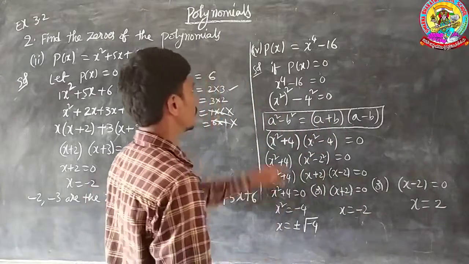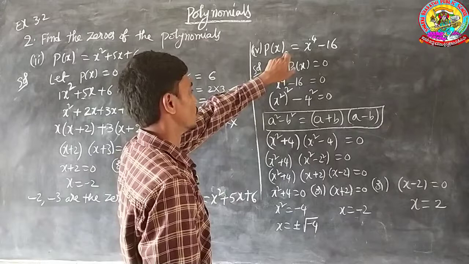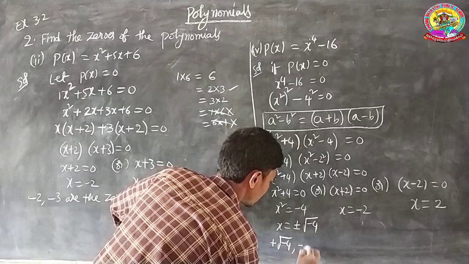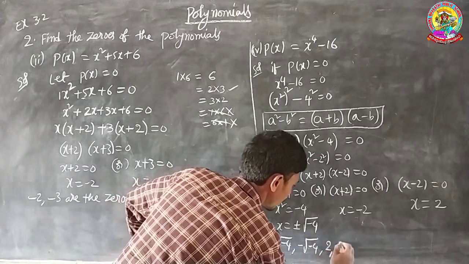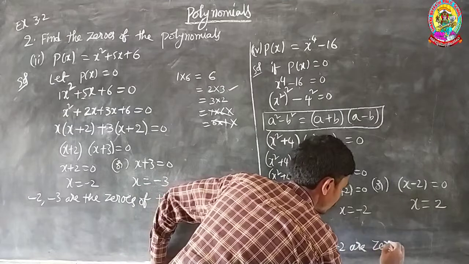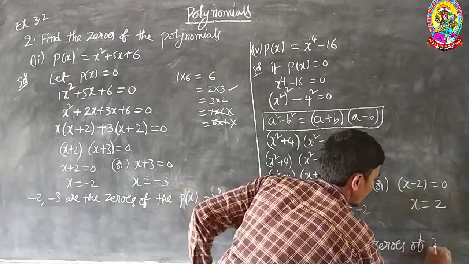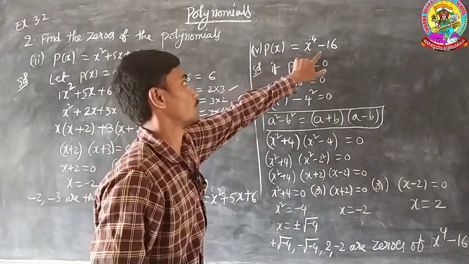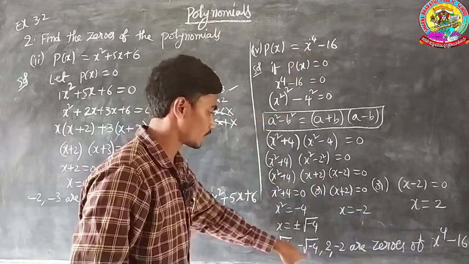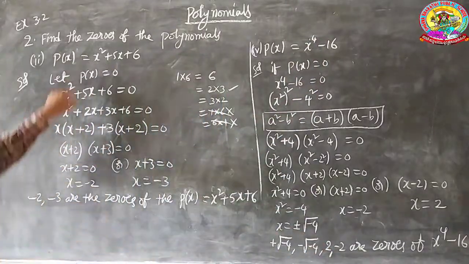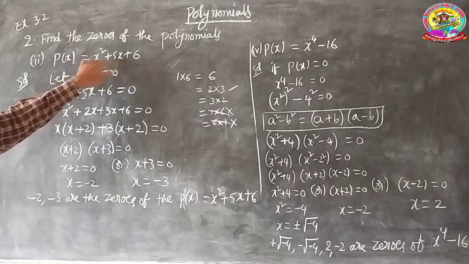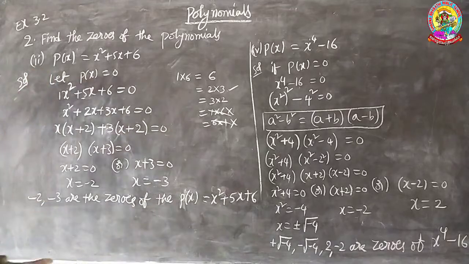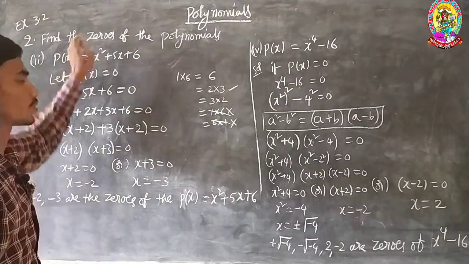So what are the zeros of this polynomial? Plus root of minus 4, minus root of minus 4, 2, and minus 2 are the zeros of x power 4 minus 16. You can easily observe that x power 4 minus 16 has degree 4, so that's why it has 4 zeros. Here in x square plus 5x plus 6, the degree is 2, so that's why it has 2 zeros. In this way you can find the zeros for the remaining sums.